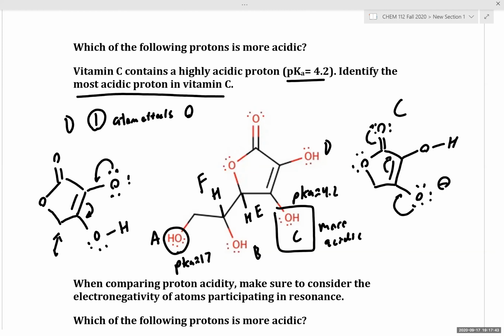I'm really surprised that no one said E. Proton E is actually pretty acidic. Not substantially so, but it's not negligible. Yeah, the main thing about E is the atom effects. It's on a carbon, and carbon-centered anions are generally less stable than oxygen-centered anions.